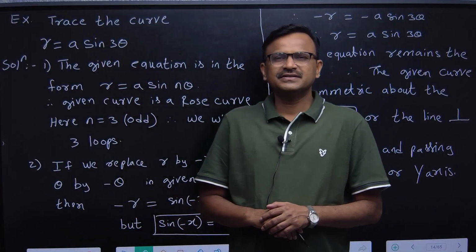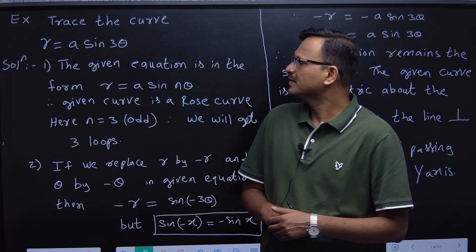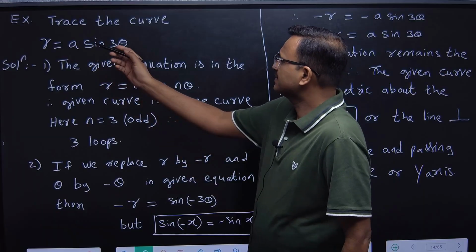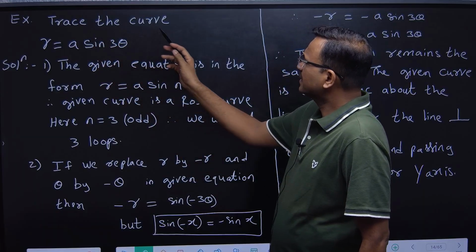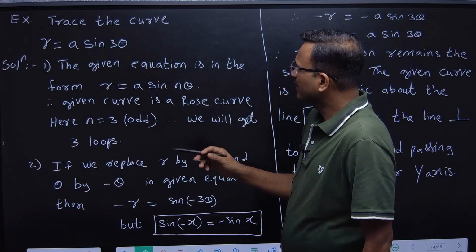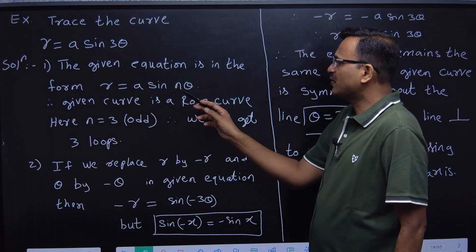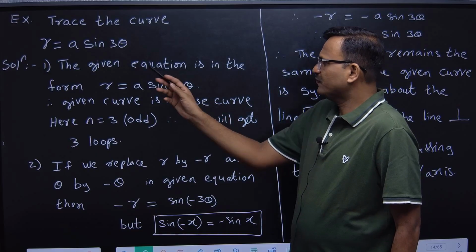Today we'll see an example where we'll discuss how to trace a rose curve. So let us consider this example. Trace the curve r = a sin 3θ. Now see, the given equation is in the form r = a sin nθ. So therefore it is a rose curve.